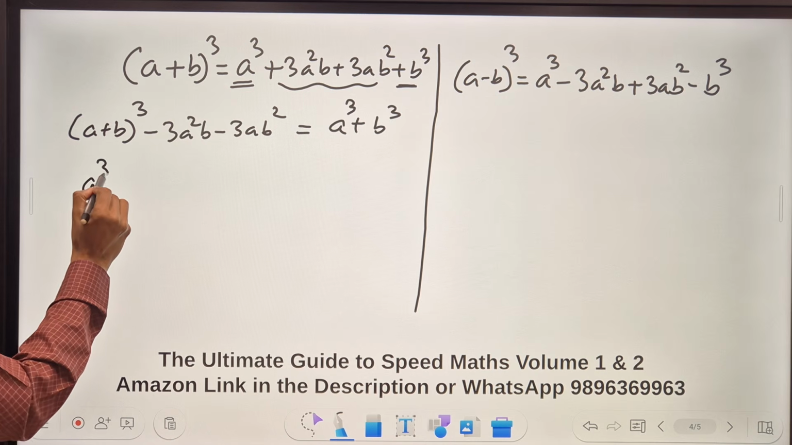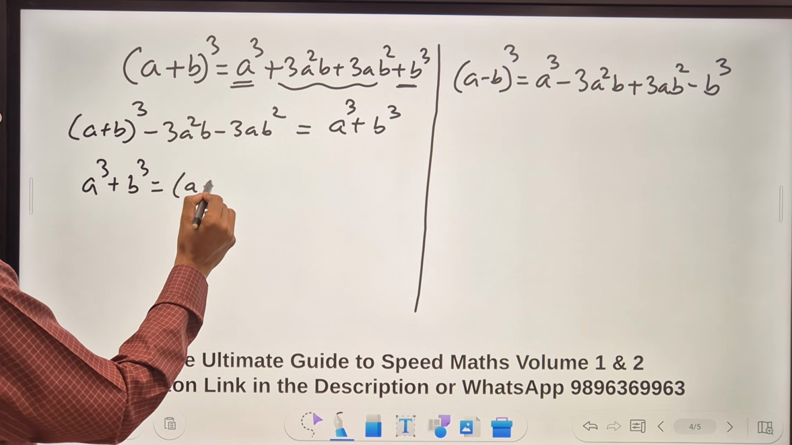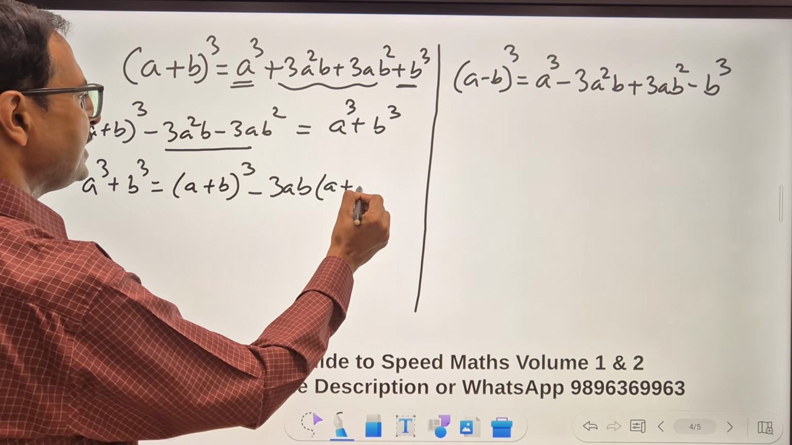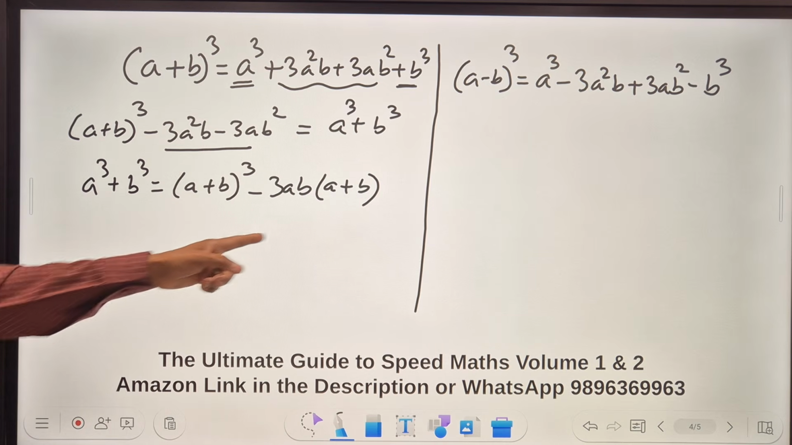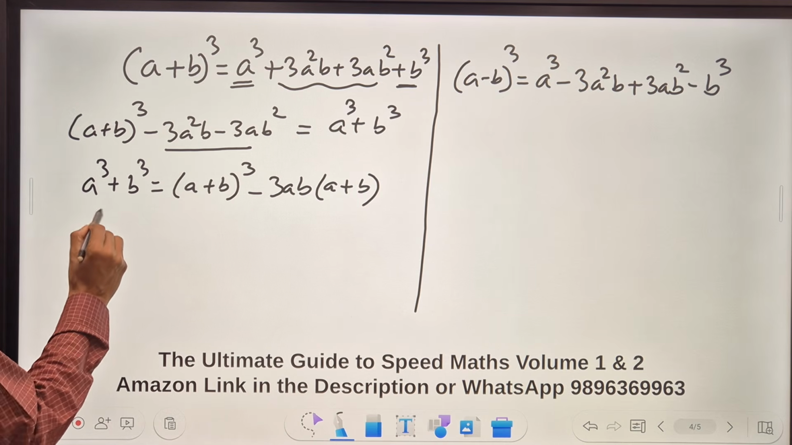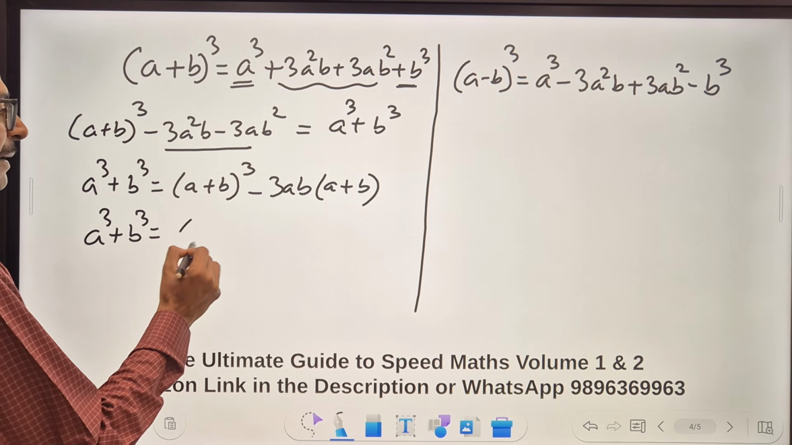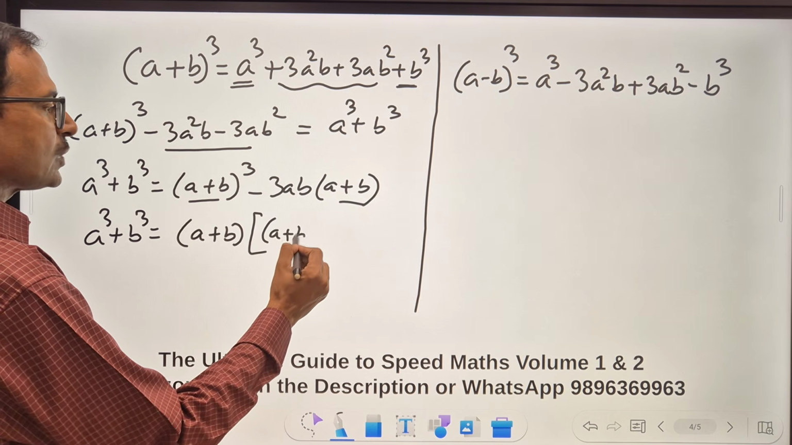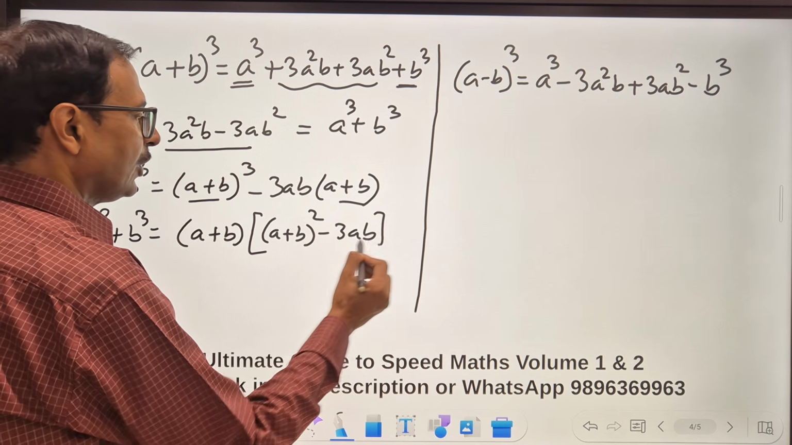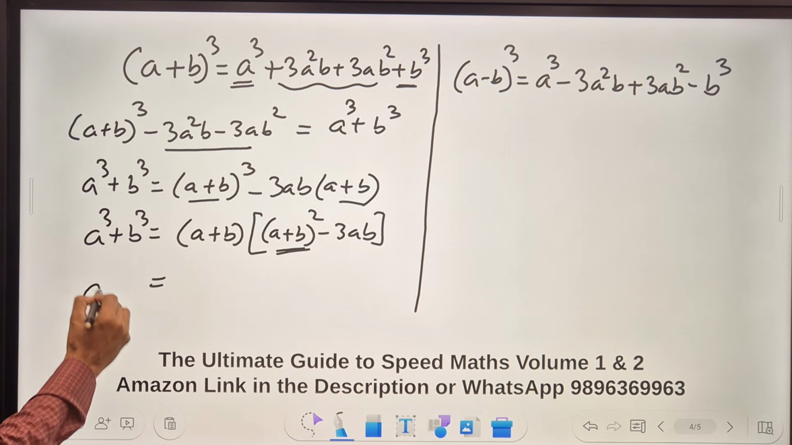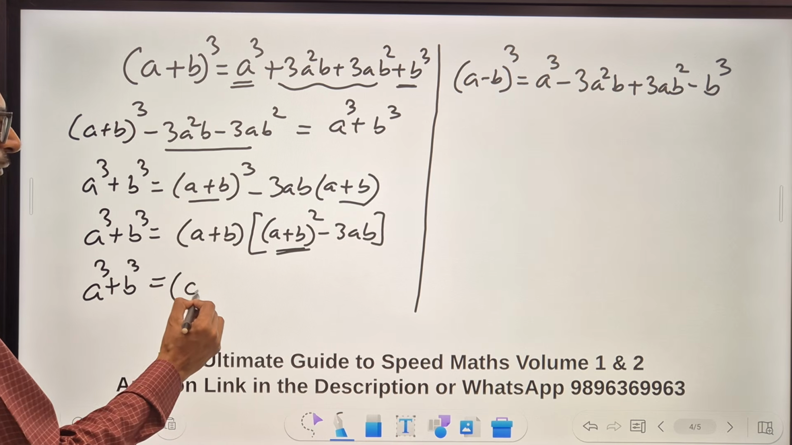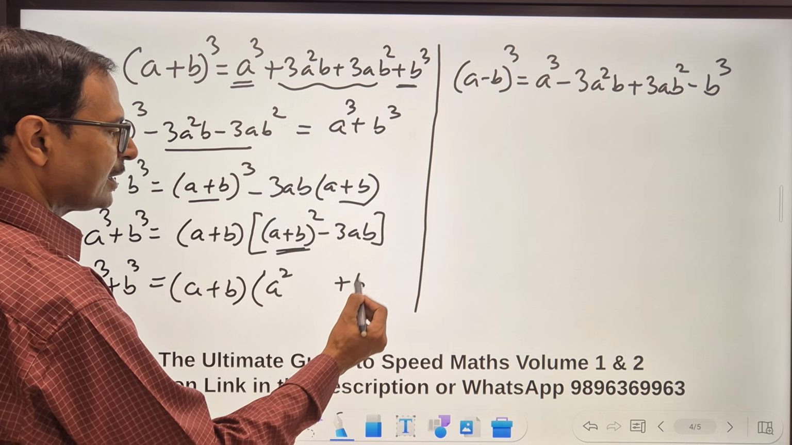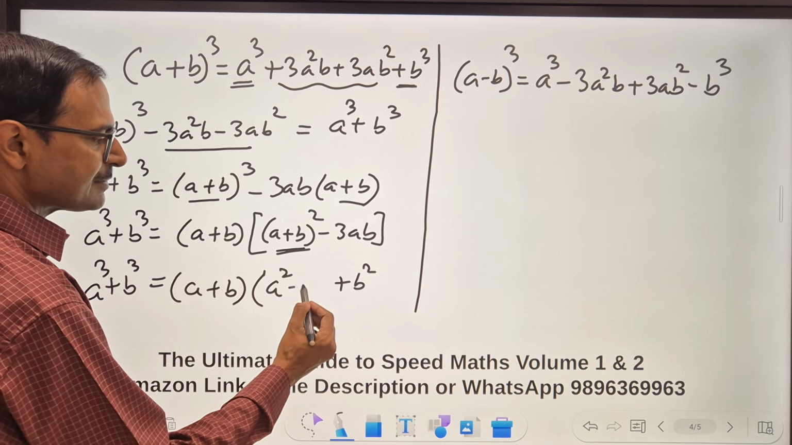Now a cube plus b cube will be, so we have a plus b whole cube, and out of these two I am taking minus 3ab as a common factor, giving me a plus b in the bracket. Now this is one of the identities which the students are cramming up. And one more way of putting this up is taking a plus b as a common factor and then writing a plus b whole square minus 3ab as the leftover. Now if you open a plus b whole square here, you will have another form of a cube plus b cube, which is the factor form, a plus b. If you open this, a square plus b square and plus 2ab minus 3ab is minus ab.